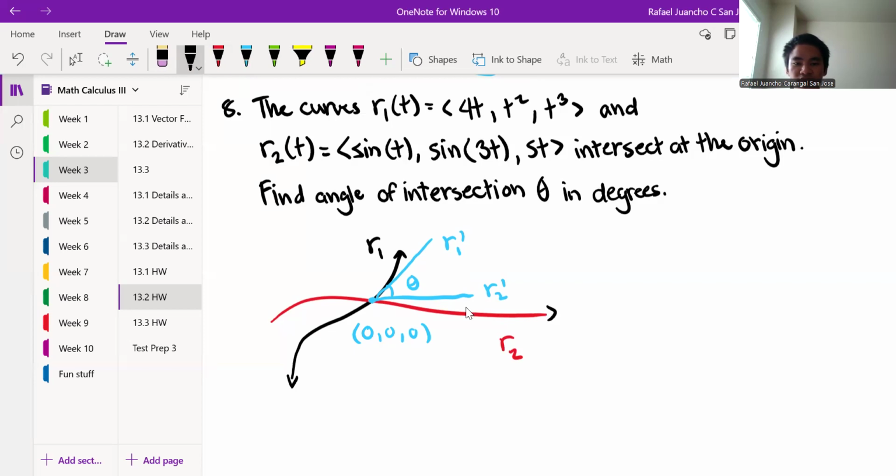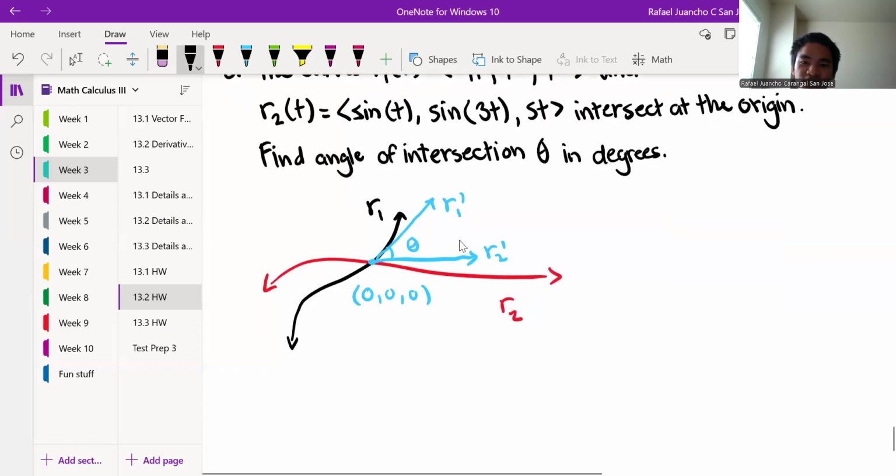These are curves. Hope this works. If this works, I'm going to be amazed. What exactly these vectors are. And then to find the angle, we just use the dot product, because there's a formula for finding the angle for that. But before we get into that, we need to find these tangent vectors here.